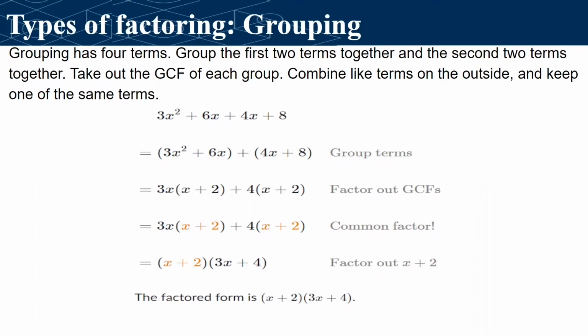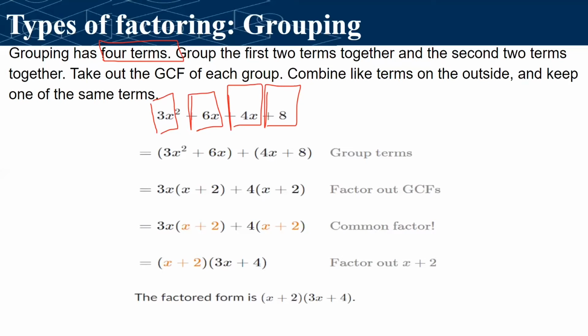So for grouping, you should be looking out for 4 terms. That's the key thing there. You can only factor an expression by grouping if it is a polynomial that has 4 terms, like the example in here has. I drew 4 boxes which resemble 4 terms, right?